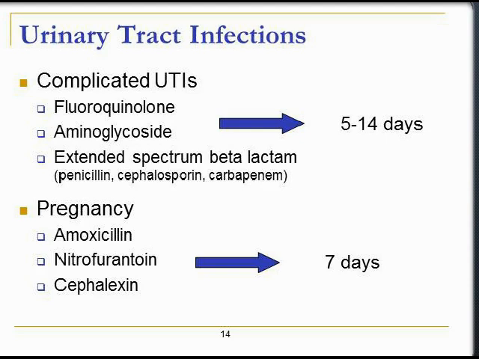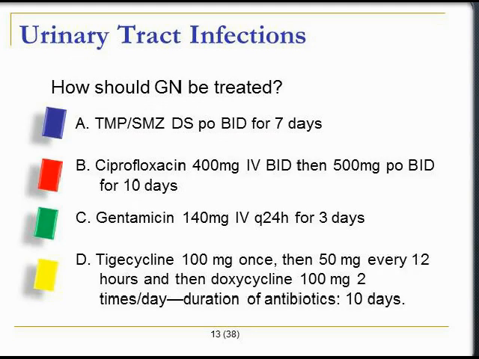So our patient is GN, so look at those potential options, and I'm going to go back to the question in just a bit and look at the length of therapy. And now let's go back to that particular question. So how should GN be treated? Trimethoprim sulfa BID for 7 days, Cipro IV followed by oral for 10 days, gentamicin for 3 days, or tigecycline followed by doxycycline. So now you should be able to figure out that the correct answer is B, Cipro for 10 days. Gentamicin could be used, however, it's not a long enough course. It's only a 3-day course. And then the tetracyclines are not recommended, and trimethoprim sulfa is not recommended.